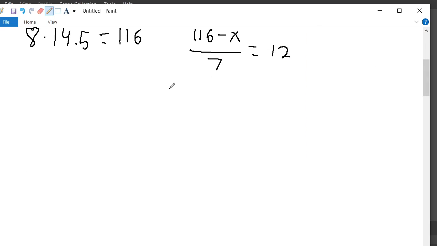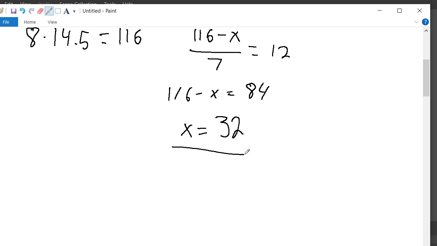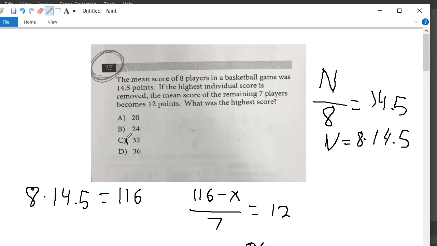Now this is very simple. We can simply solve for x. So we have 116 minus x equals 84. Now, if I solve for x, I can add x to one side and then subtract the 84, and I get x equals 116 minus 84, which is 32. And that is our final answer, and that comes out to be option C.